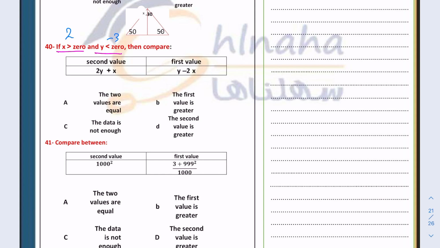Let's plug in here. 2 times negative 3 will be negative 6, plus x, which is 2, which will be negative 4. Y, which is negative 3, minus 2 times x, which is 2 times 2, which is 4, will be negative 7. Which one is more? Negative 4 is more than negative 7, so I will choose letter A. If I change the numbers, will I have the same result? Yes, you will have the same result.